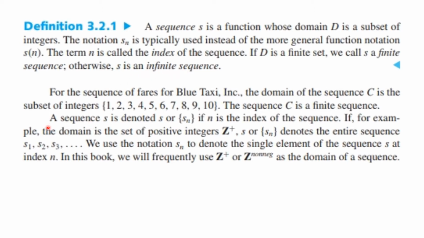A sequence S is denoted S, or in brackets S sub n, if n is the index of the sequence. If, for example, the domain is the set of positive integers Z plus, then S, or bracket S sub n, denotes the entire sequence S1, S2, S3, and so on, never ending. We use the notation S sub n to denote the single element of the sequence S at index n. In this book, we will frequently use either the positive integers or the non-negative integers as the domain of a sequence.